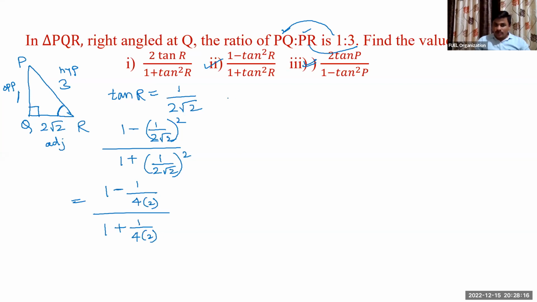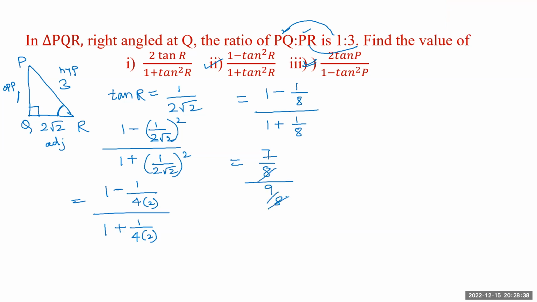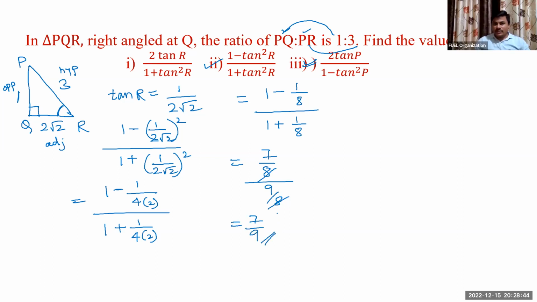Now, once you simplify, 1 minus 1 by 8 divided by 1 plus 1 by 8. Further simplification, you find the LCM. 8 minus 1, 7 by 8, whole divided by 8 plus 1, 9 by 8. 8 gets cancelled. 7 by 9, sir. 7 by 9 is the final answer.